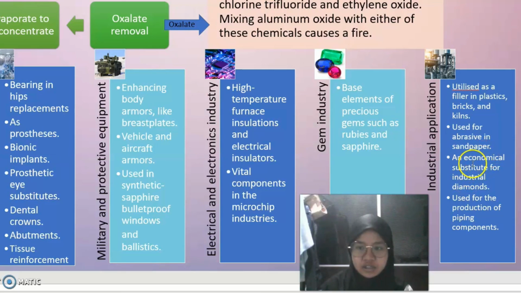Aluminum oxide is also an economical substitute for industrial diamonds and is also used for the production of piping components.